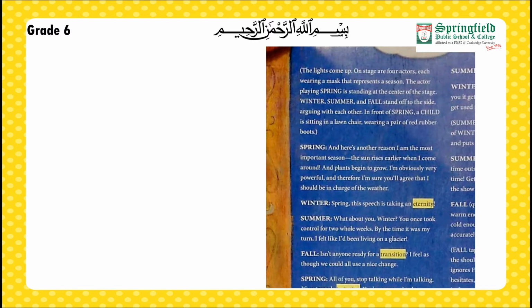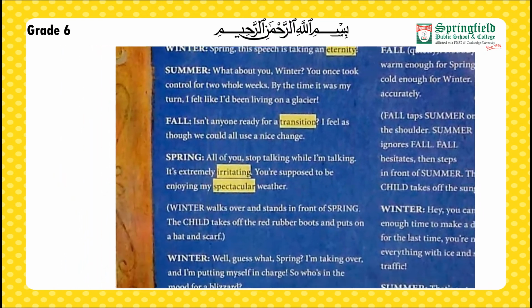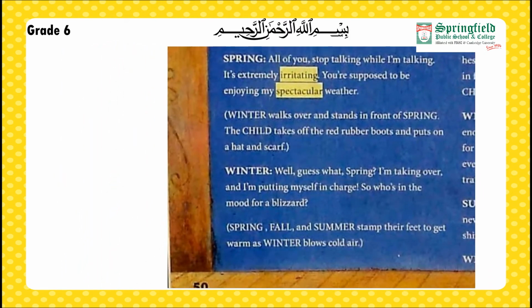And here's another reason I am the most important season. The sun rises earlier when I come around, and plants begin to grow. I'm obviously very powerful, and therefore I'm sure you'll agree that I should be in charge of the weather. Spring, this speech is taking an eternity. What about you, Winter? You once took control for 2 whole weeks. By the time it was my turn, I felt like I'd been living on a glacier. Isn't anyone ready for a transition? I feel as though we could all use a nice change. All of you, stop talking while I'm talking. It's extremely irritating. You're supposed to be enjoying my spectacular weather.